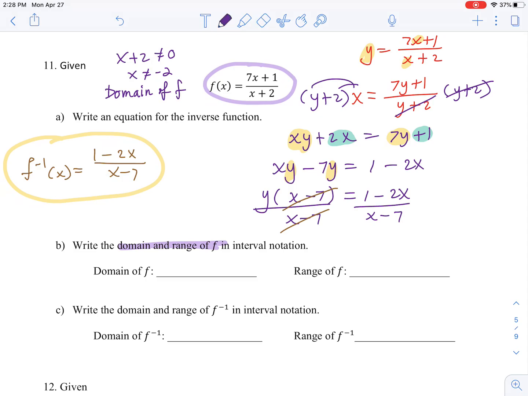So let's write that in interval notation. From negative infinity to negative 2, union negative 2 to positive infinity. We use the parenthesis. Do not use a square bracket because square bracket means you're going to include the value negative 2. Now listen though, the domain of f is going to be the same thing as the range of f inverse. So you can copy the same answer down in the range blank for the inverse function.